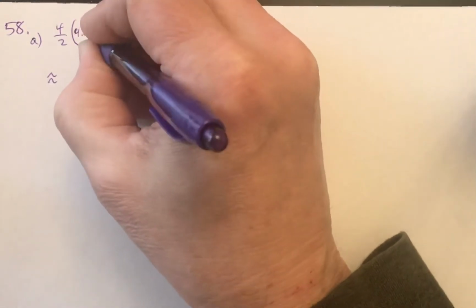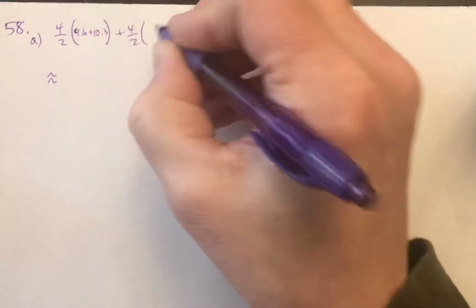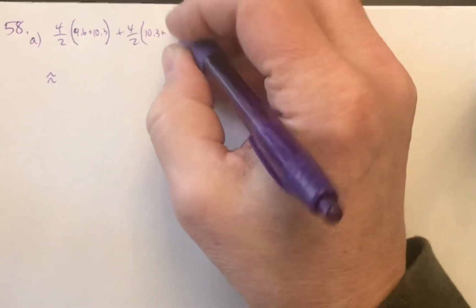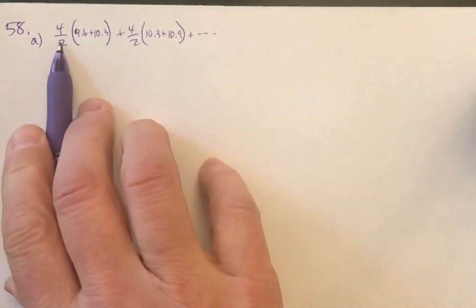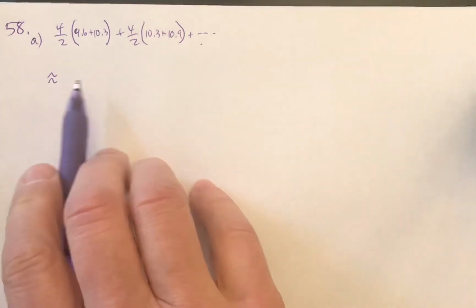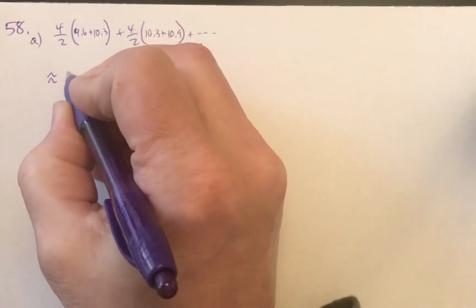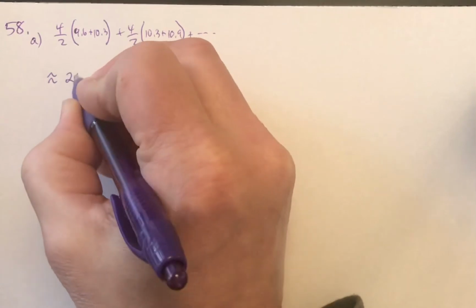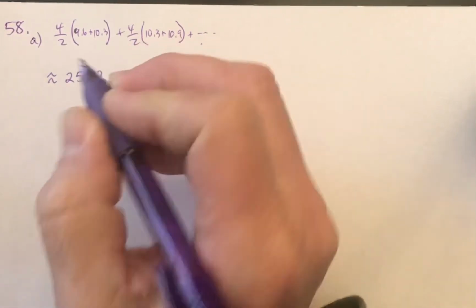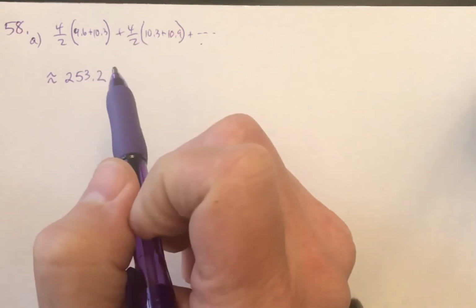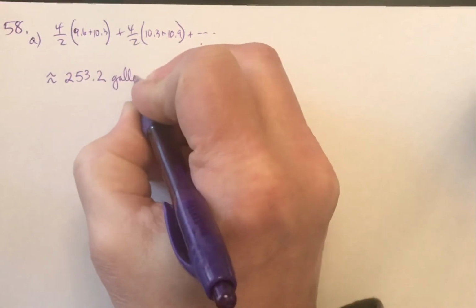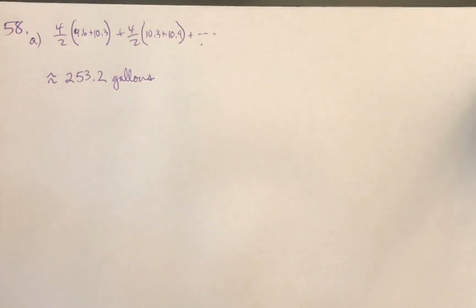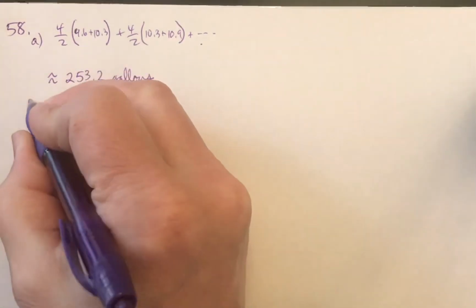So this would be 9.6 plus 10.3, and here is 10.3 plus 10.9, and we're going to continue that over a 24-hour period. Then what we would do is get a total. When I did this, I got 253.2, and this is gallons per hour times hours. So this would be a total number of gallons that flowed through the pipe during the 24-hour period.